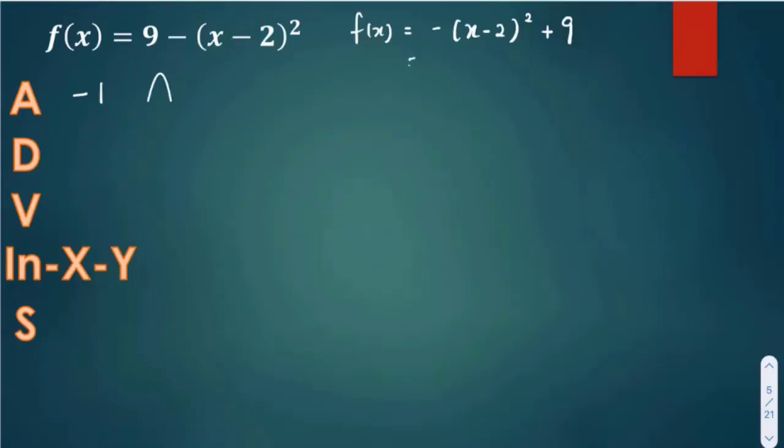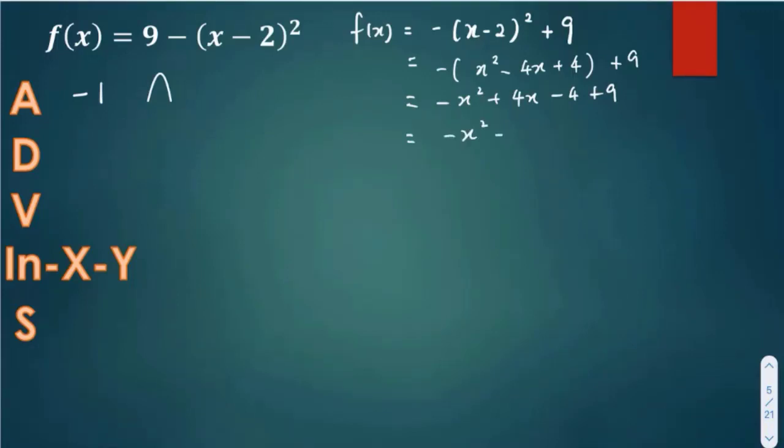Expand this: negative, x squared, square multiply square, 4x, plus 4, then plus 9. Then you expand negative x squared plus 4x minus 4 plus 9. Simplified, it is negative x squared plus 4x plus 5. So what is the value of a, b, c? What is the value of b squared minus 4ac?